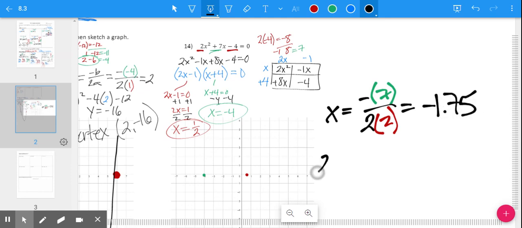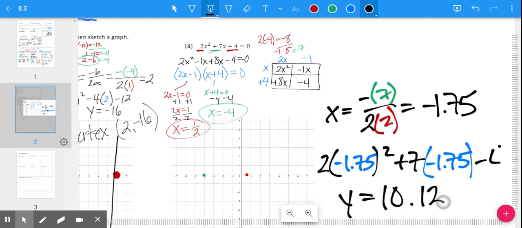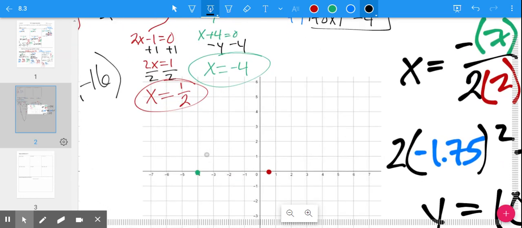And when you plug that back in, you get your y value of 10.125. So again, this is another number that is not on our graph, but if it were to be on our graph, it would be to the left negative 1.75 and up to 10 and some change, and our parabola would look like that.